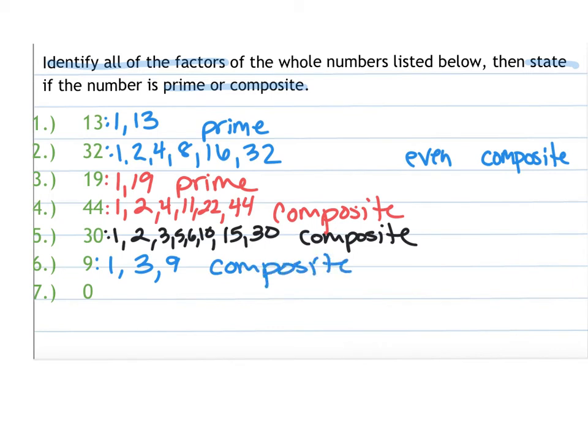Then notice 0. 0 times any number is going to be that 0. This one's neither, because it doesn't have differing factors as we go through.